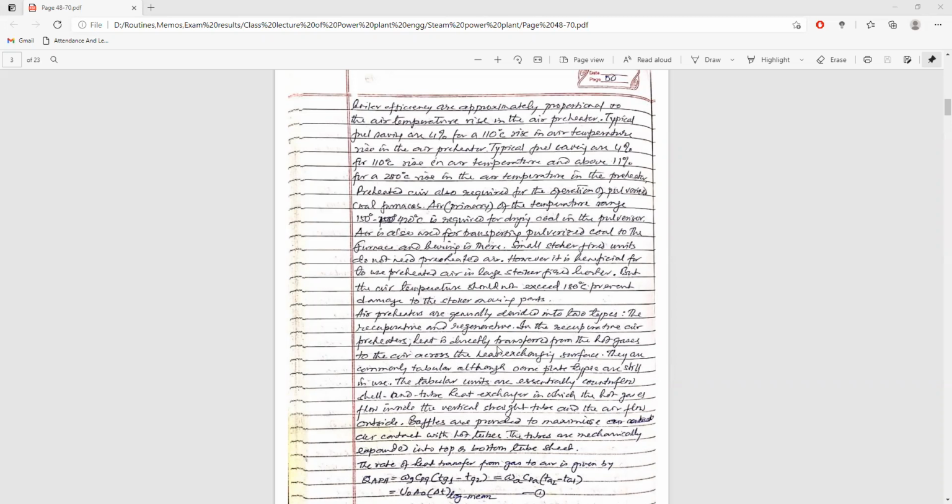Recuperative, what is going on? Heat is generally transferred from hot gas to the air across the heat exchanging surface, which means the heat exchanging surface is directly connected to the hot gases or fumes. The fume soot must not reach the heat exchanging device itself, because due to this enormous heat it can corrode the whole surface.